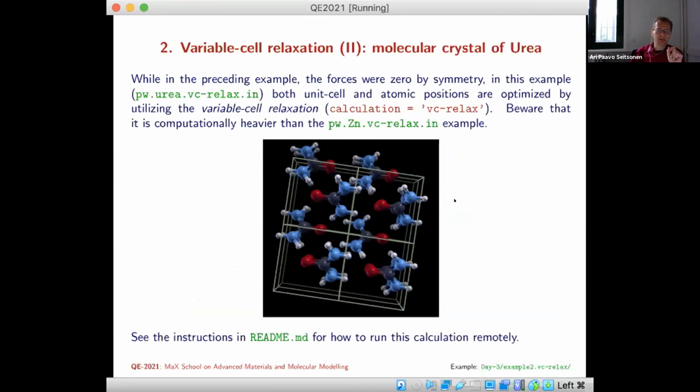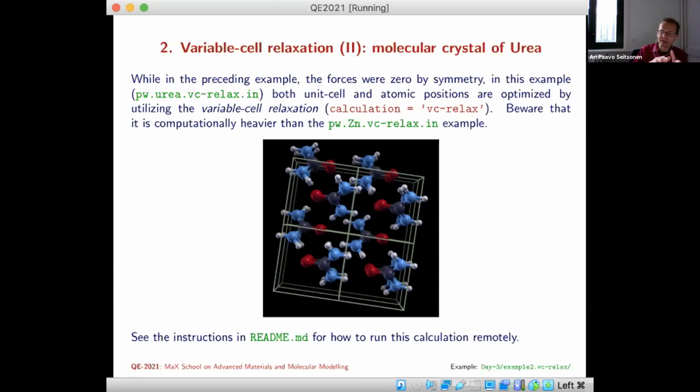And the difference here is that now all the forces with respect to the coordinates are not zero by symmetry. In this case, this is a crystal of urea. So it's actually a molecular crystal. Urea is a small molecule, and it has its bond length and so on. So these all depend also on the interaction between the molecules. So now in this example, you will see that you will not only relax the lattice vectors but also the atomic coordinates, since the forces on the atomic coordinates are not zero.